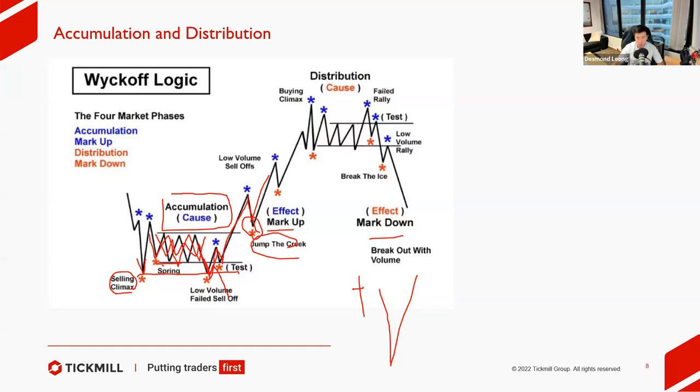The distribution phase is just the opposite of the accumulation phase. It goes all the way up and makes a nice little high, which they call a buying climax. It comes down, forms a little bit of a range, pretends to break out, doesn't break out, and then it comes down. This is the part where you play on the pullback to come down, and it's essentially making the money.